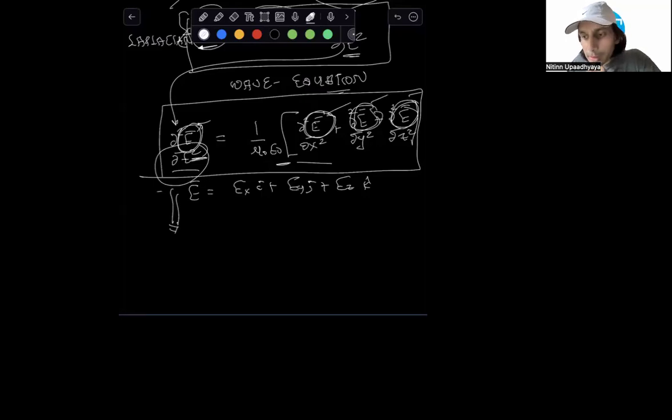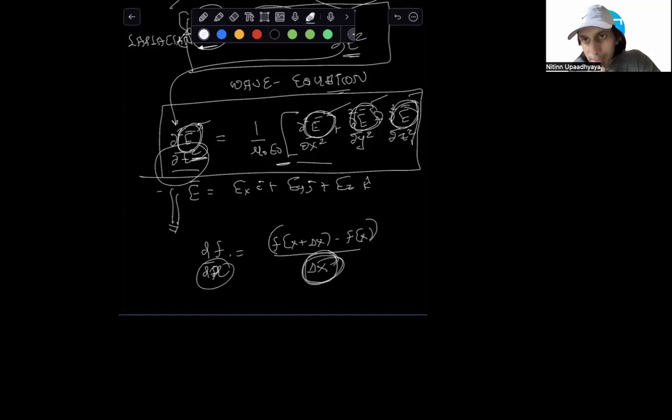Now, if you remember the definition of, say, the derivative of a function, so if I take the first derivative of a function, say df/dx, that's of the form f(x + Δx) minus f(x), divided by Δx. So whatever be the dimensions of f, the denominator will have dimensions of space if I have Δx.